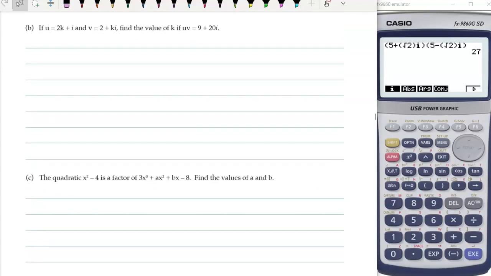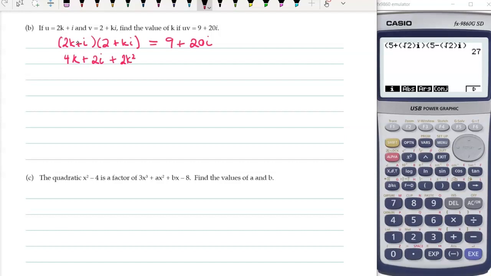Okay, on with b. Well, we've got two things being multiplied by each other, like this, and it's equal to 9 plus 20i. Now, since we've got k in both portions there, we are going to need to do the expansion rather than just doing a backwards working through division for this one. So if we expand these two brackets, we end up with 4k plus 2i plus 2k squared i plus ki squared is equal to 9 plus 20i.